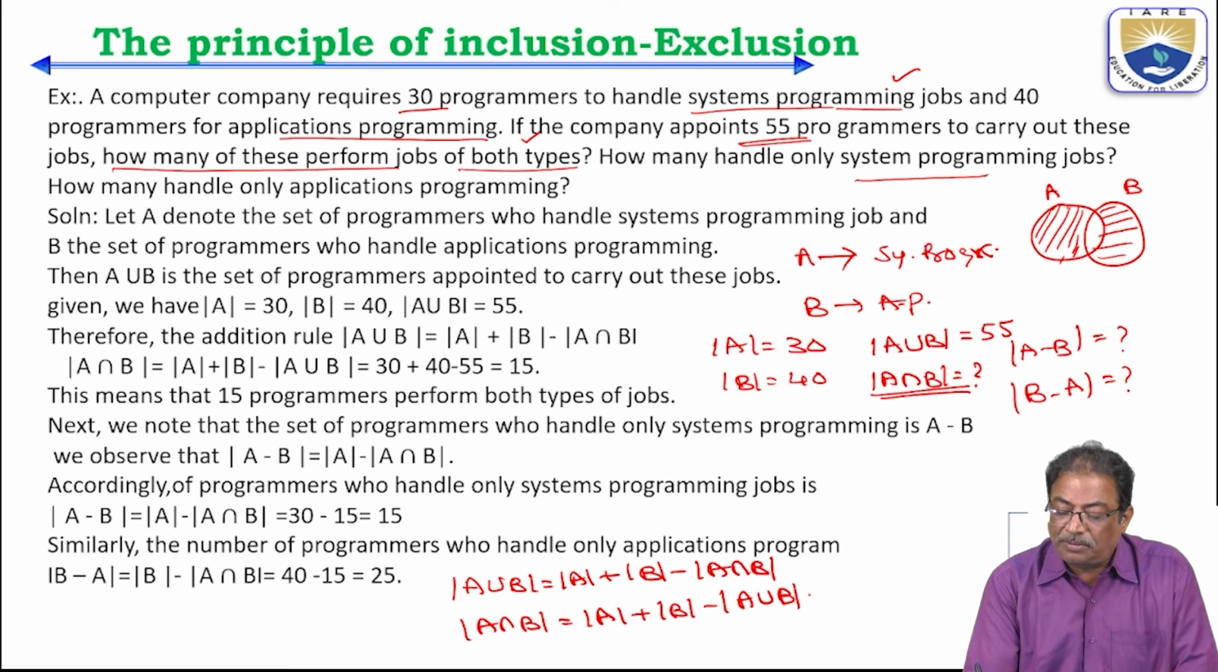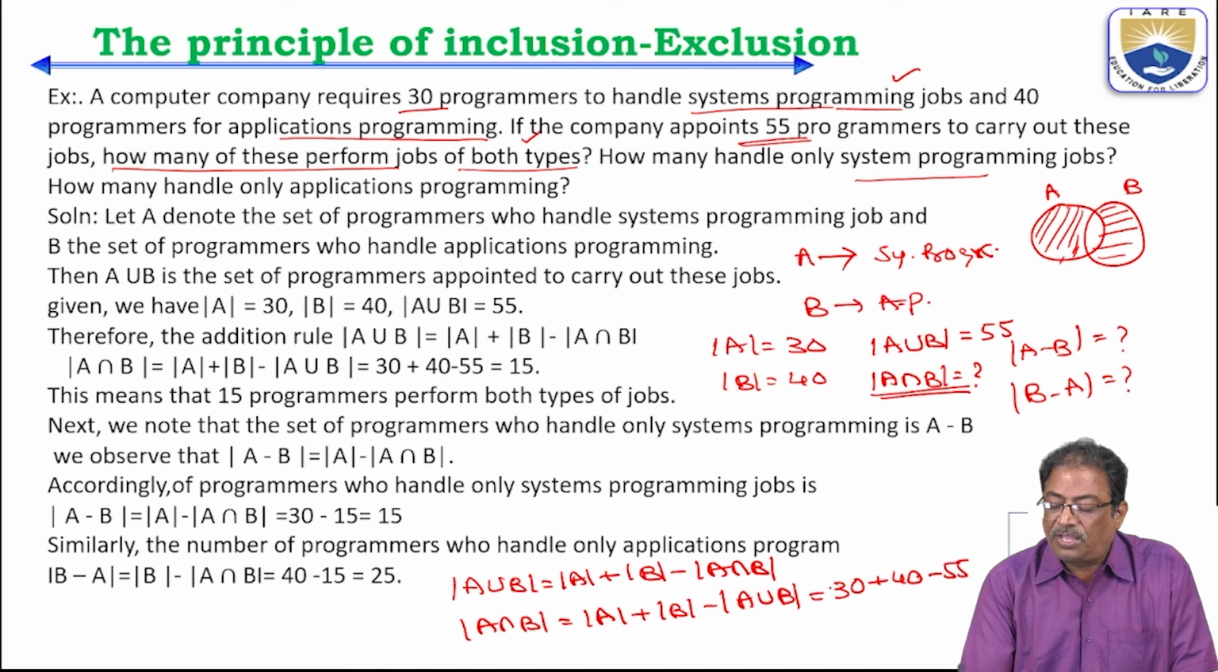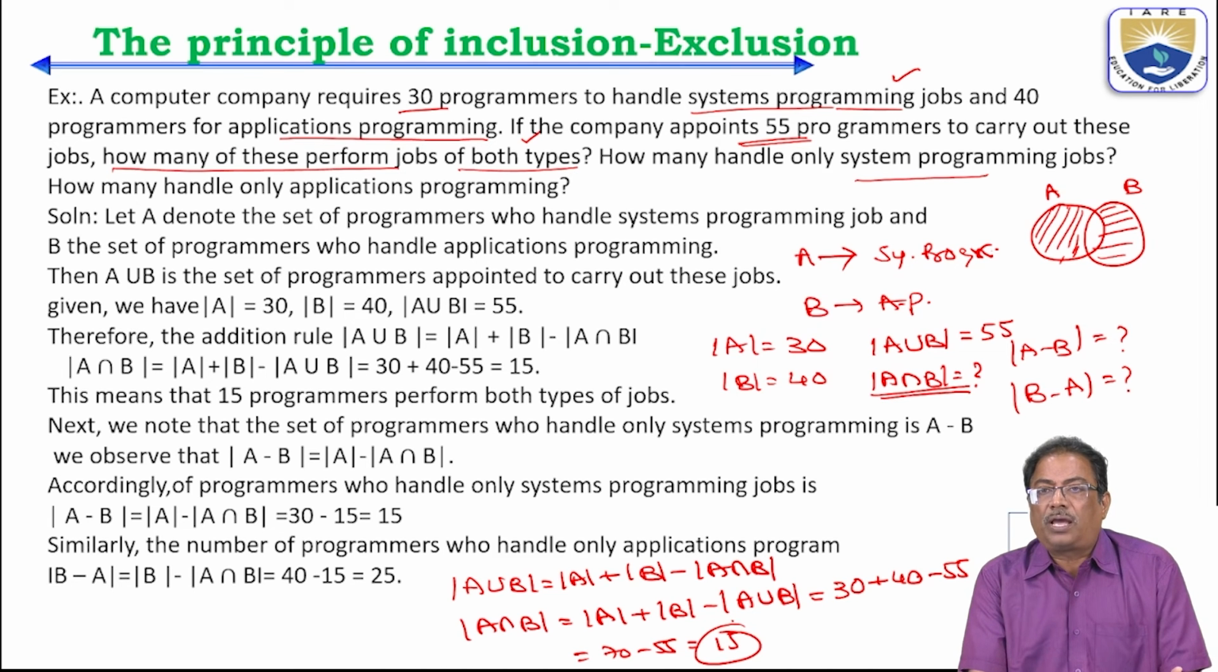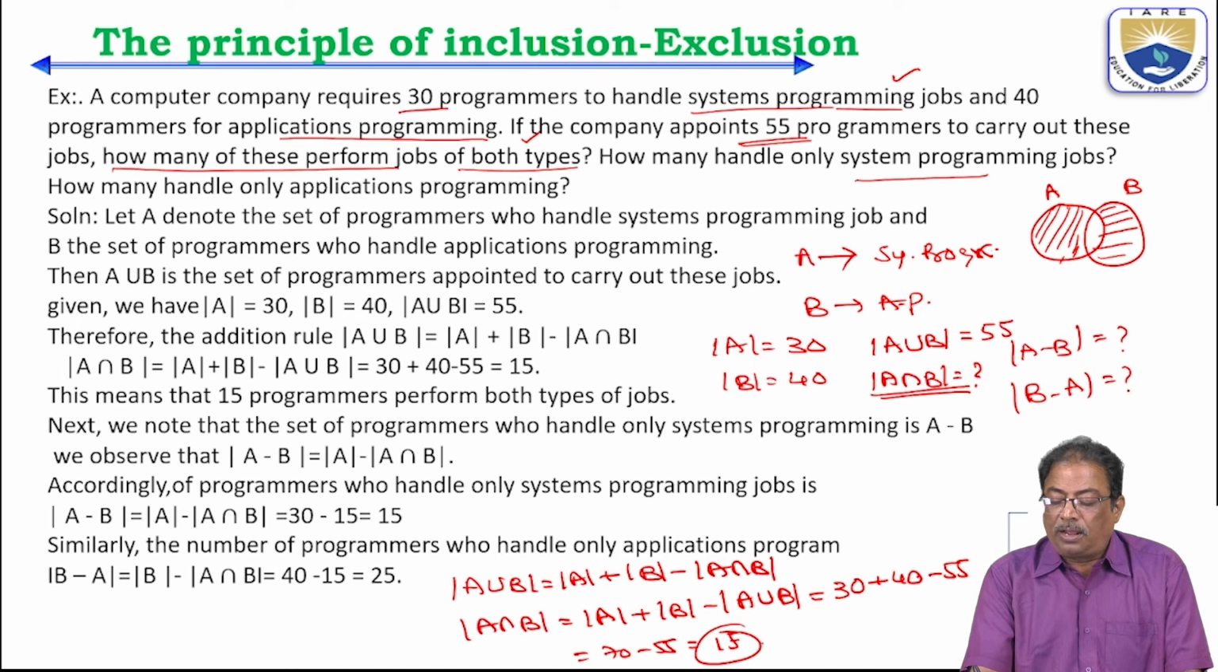So this is nothing but cardinality of A equals 30, cardinality of B is 40, and cardinality of A union B is 55. So 70 minus 55, that is 15. So there are 15 programmers who are performing both the system programming jobs as well as application programming jobs.